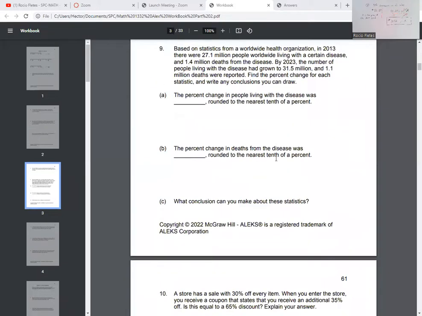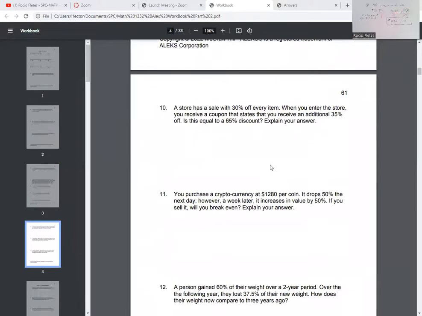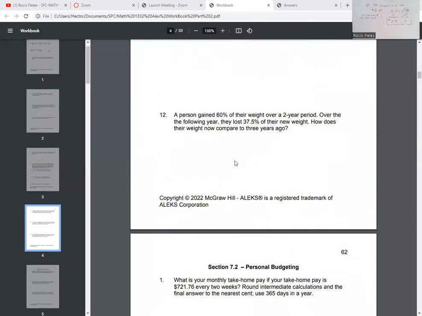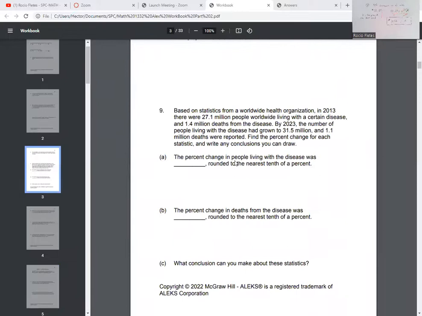And 9 has 3 parts. So I'm going to get to 9, and then I will also do 11, the last problem. Okay, so let's get to 9.